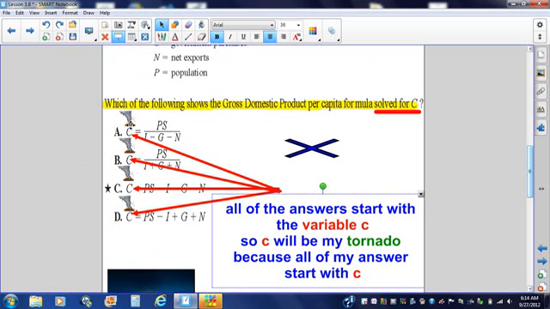For those of you who are still asleep, wake up. If all of your answers started with the letter N, then N would be your tornado.